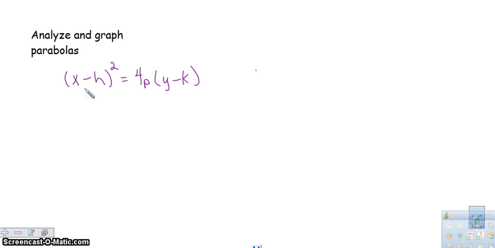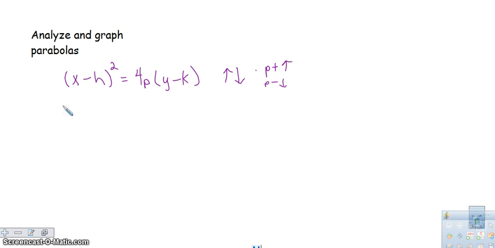If x is squared, these open up or down. And when written in this form, it depends on this p-value, okay? If p is positive, it goes up. If p is negative, it goes down. That's if x is squared.